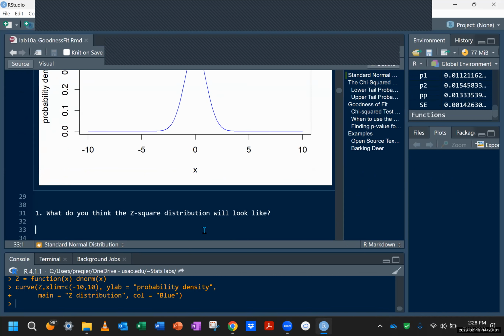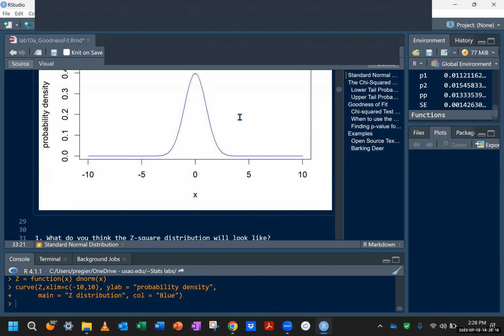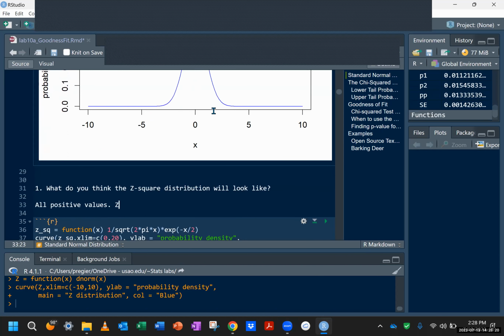Since I know a little bit about math, if you take a negative number times a negative number, that gives you a positive. So all these negative numbers are going to get flipped over here. They're going to be all positive. And I'm going to guess that 0 will still be the most common value. Is that the case? Okay, that's just some guesses.